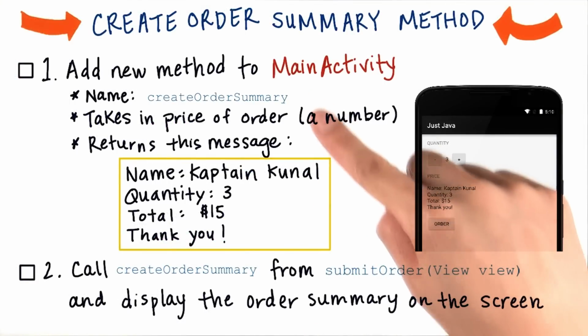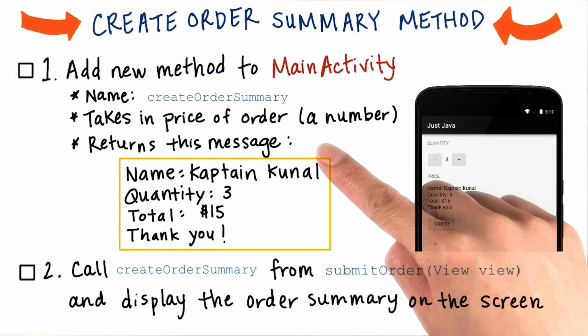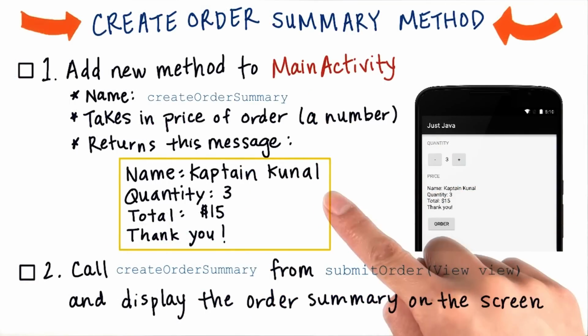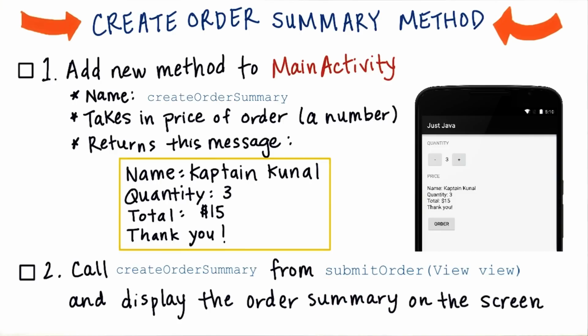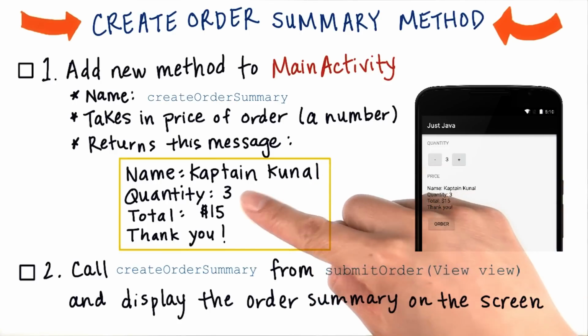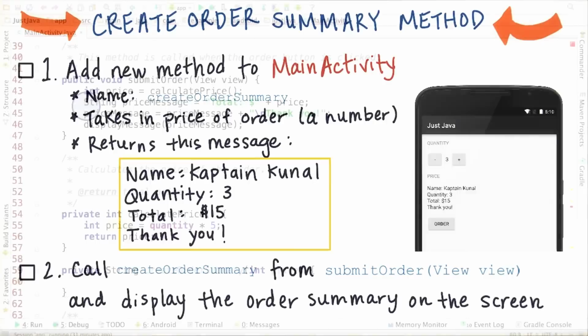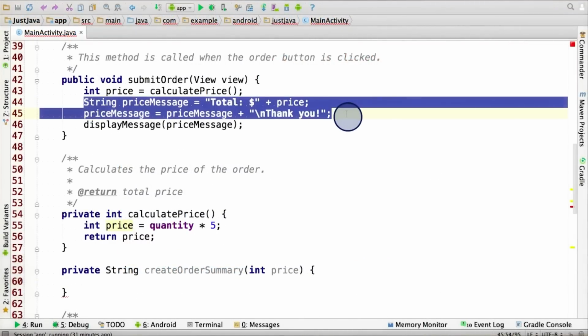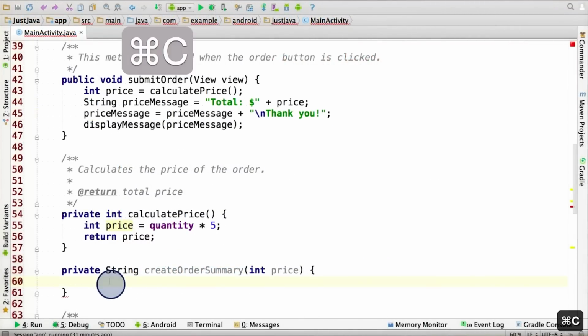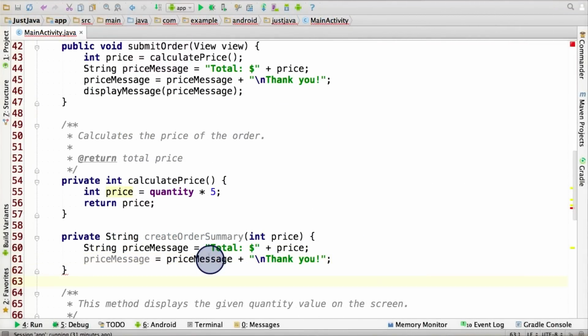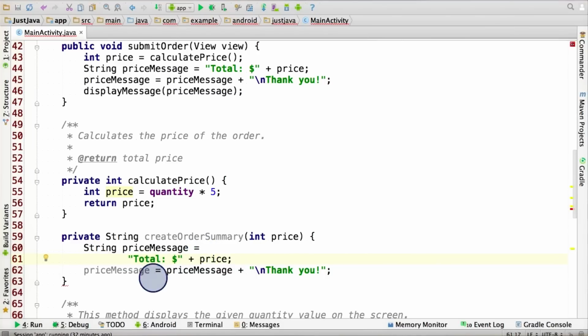Okay, so we got the method signature done, but now we have to implement the method so that it returns this message. The message starts with the name, a quantity, a total, and then thank you. So I'm going to go ahead and copy this, and then I'm going to paste it in the create order summary method. Now we can start with some base code. The difference though is now the order summary should start with the name, not with the total price. So I'm going to move this to the next line and save it for later.